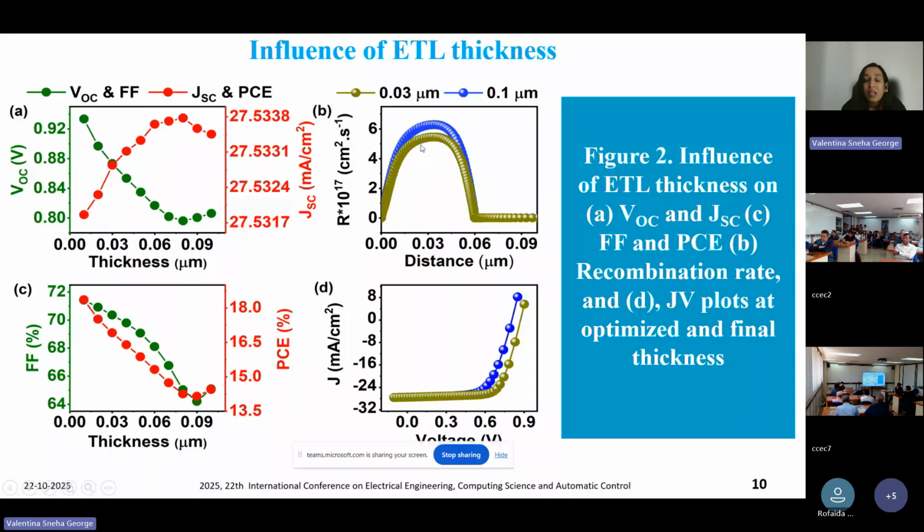We can see at thicker ETL, the recombination is higher, whereas it has drastically reduced at 0.03 micrometer. Further, we have extracted the JV plot for the lower and higher thicknesses, where the JV curve shows superior performance at 0.03 micrometers. And from the design perspective, experimentally, a thinner ETL than HTL is preferred, and also since electrons have a higher mobility than holes, a thicker HTL ensures balanced charge extraction while suppressing interfacial recombination.